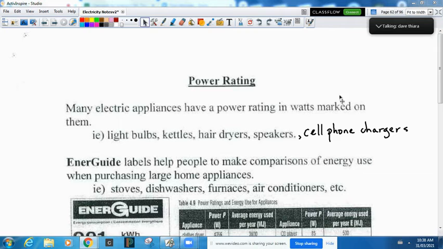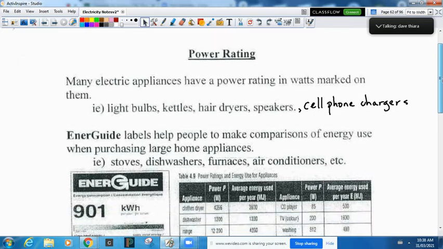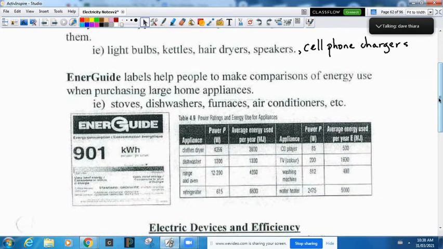Okay, and then the energy guide labels. There's a bigger label if you're buying big appliances. They have a little bit more information. They tell you on average how many kilowatt hours are used in a year, and they tell you its efficiency. Then you can look at prices and make a decision about which large home appliance you're going to purchase by using this information.